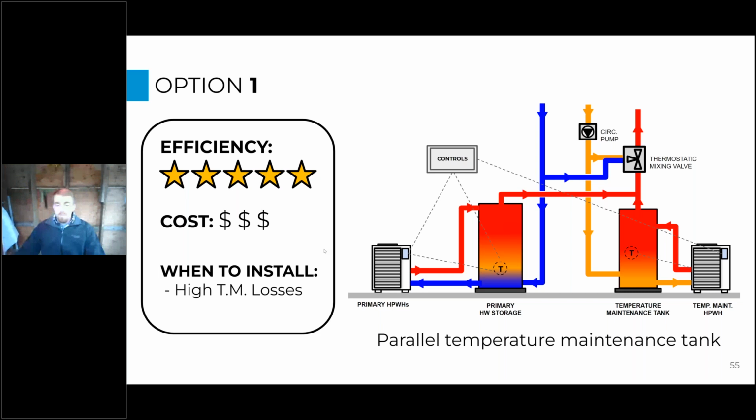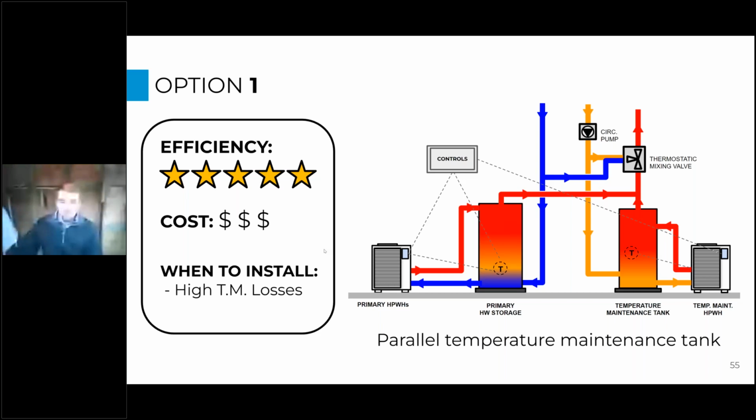So option one was the parallel temperature maintenance tank, and we're giving that 5 stars for efficiency because slow network connection. Christy can jump in and let me know if I'm laggy or anything.